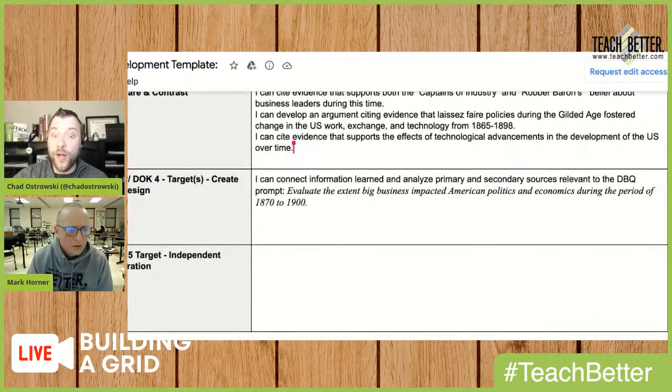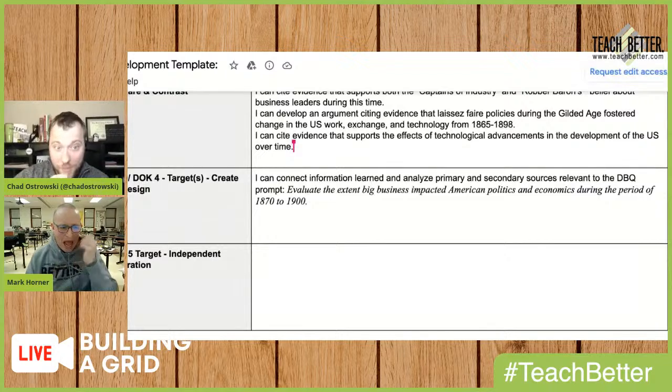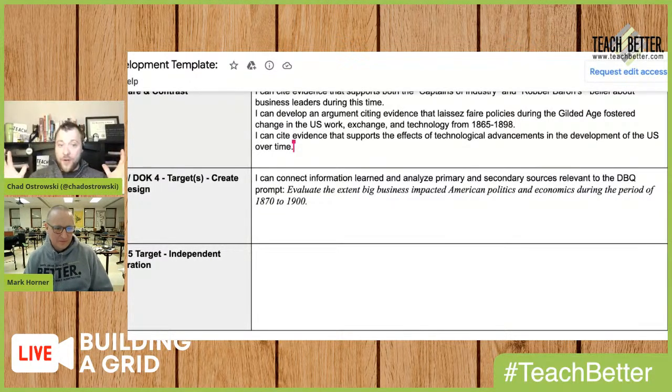Okay, we're getting in the woods on this one. I love it so much. Okay. So I can connect information. So now we're at DOK level 4. They've mastered the standard, right?